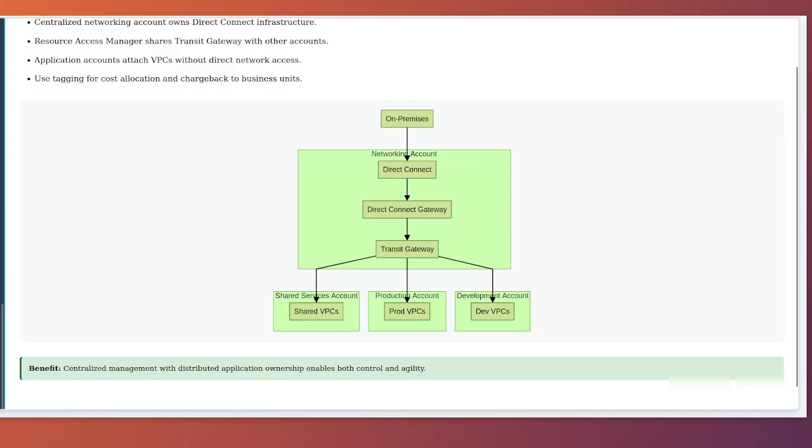Use AWS Cost Explorer to analyze costs by tag, allowing you to generate reports showing how much each business unit or project is consuming. Some organizations implement automated chargeback systems that read AWS cost and usage reports and allocate networking costs to internal departments based on their actual usage.